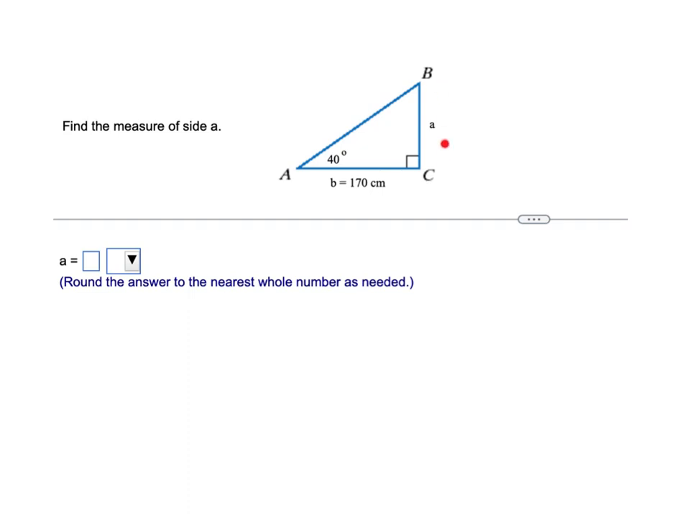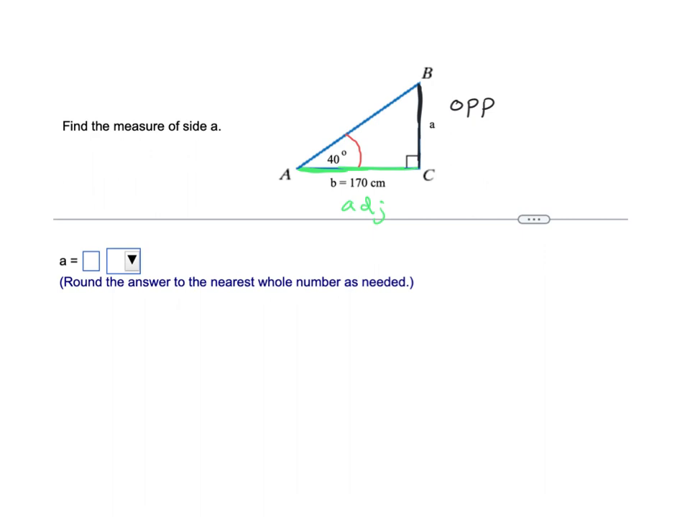To find the measure or the length of side A, we have to use either sine, cosine, or tangent. In this right triangle, we're given that the measure of angle A is 40 degrees. We know that the side adjacent to the angle, that's this side here, is 170 centimeters. And then the opposite side, here, is the thing that we're trying to solve for.